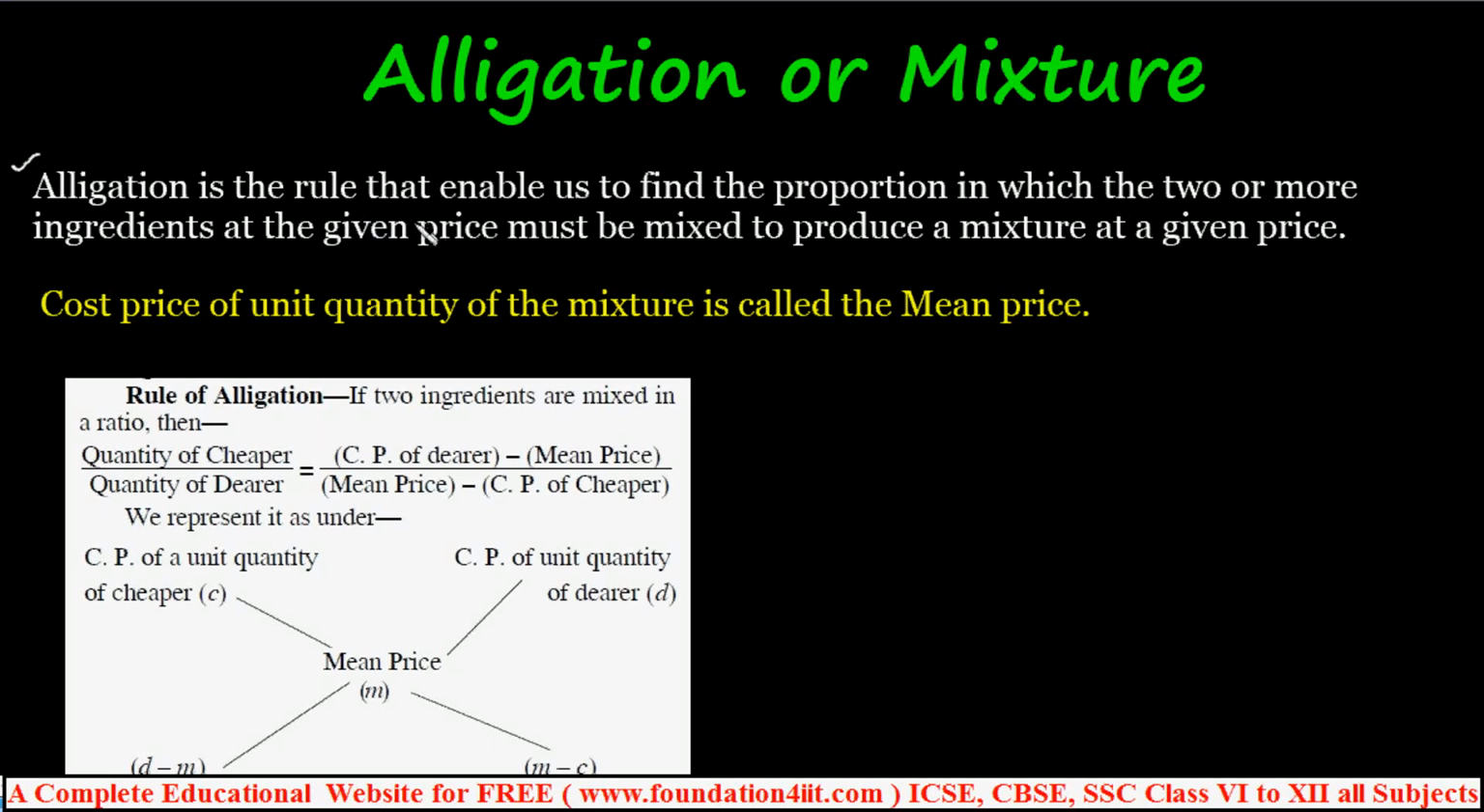This is the definition: to find the proportion in which two or more ingredients at given prices must be mixed to produce a mixture at a given price. Don't get confused with this definition, I'll show the examples. And remember one word here, the mean price. The cost price of the unit quantity of the mixture is called the mean price.